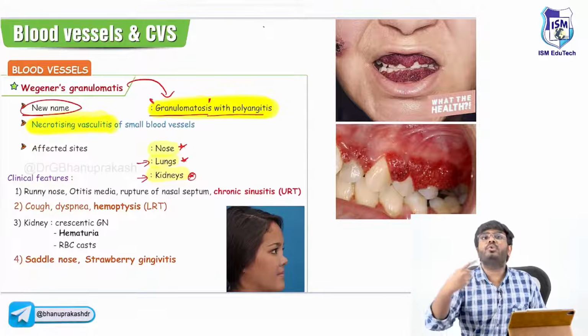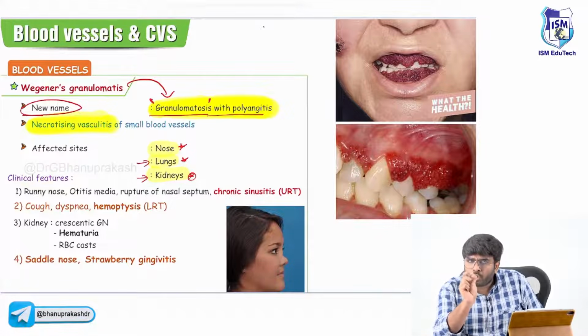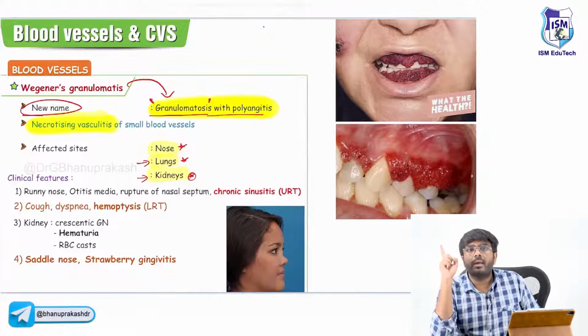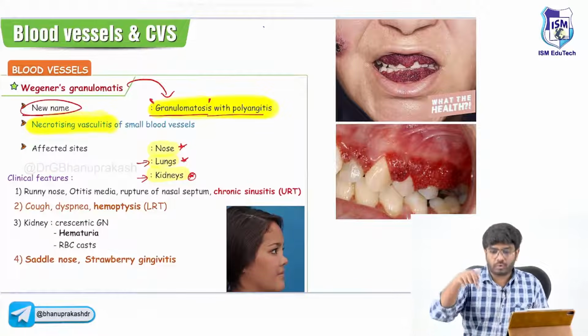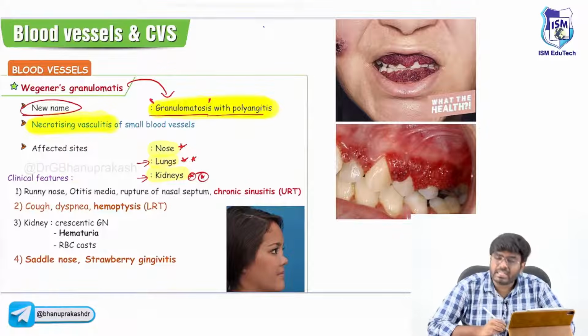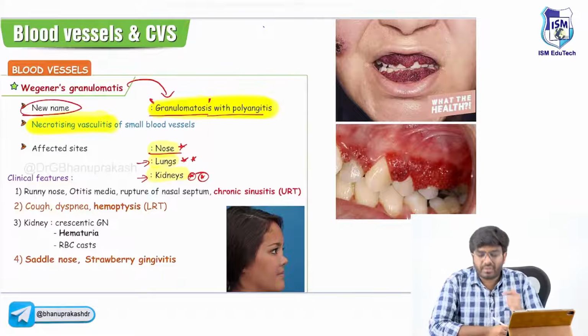This same hemoptysis and hematuria is also seen in Goodpasture syndrome. There is a lung pathology we will study. Whenever you see this combo, hemoptysis and hematuria, 99% of the students will think about Goodpasture syndrome. But not only Goodpasture syndrome, even in this Wegener's granulomatosis, lung involvement will be there, kidney involvement will be there, and nose involvement also. So what are the clinical features? We'll discuss one by one.